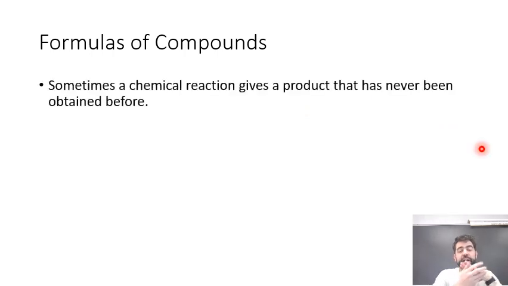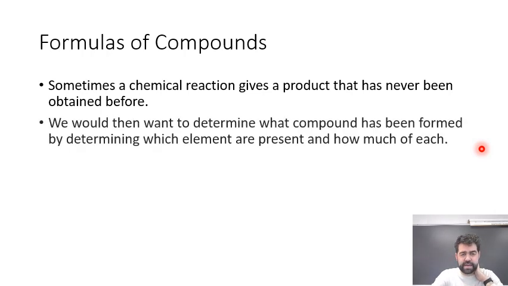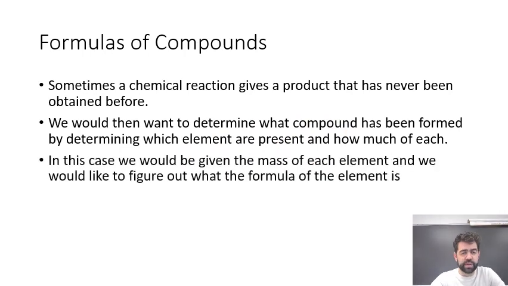sometimes the chemical reaction might give us a product that we've never obtained before. So if we look at that and we take the mass of how much of each of the elements in the compound is present, we might be able to see that we can focus on some ratios. So we're going to look at a given mass of each element, and how we could figure out what the formula of that compound was.